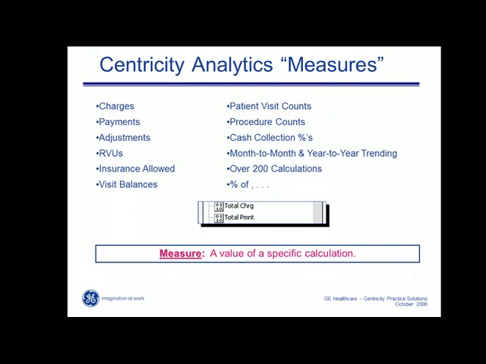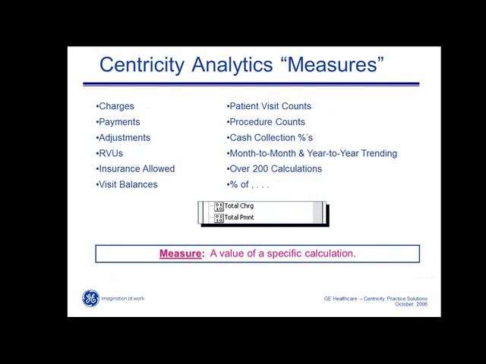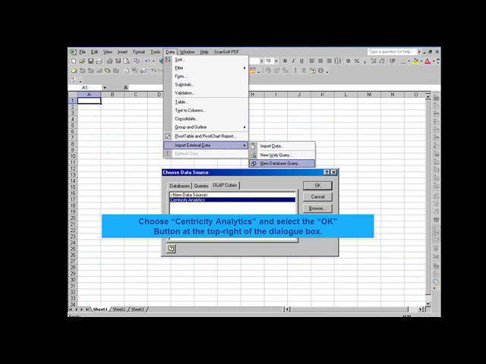A measure is a quantitative or specific calculation or number that you will see on the chart or the spreadsheet. So while a dimension may be Dr. Harry Winston or all doctors, the measure may be a charge of $10,000 or $100,000.